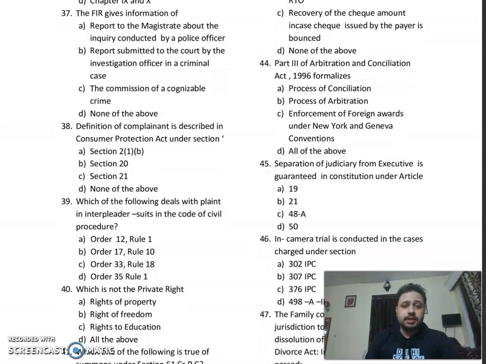Now MCQ number 37. The FIR gives information of option A, report to the magistrate about the inquiry conducted by the officer, option B, report submitted to the court by the investigation officer in a criminal case, option C, the commission of a cognizable offense or crime, and option D, none of the above. So the right answer over here would be option C, commission of a cognizable crime.